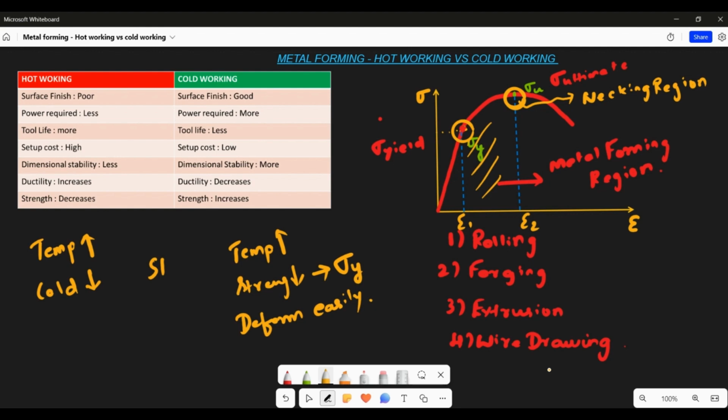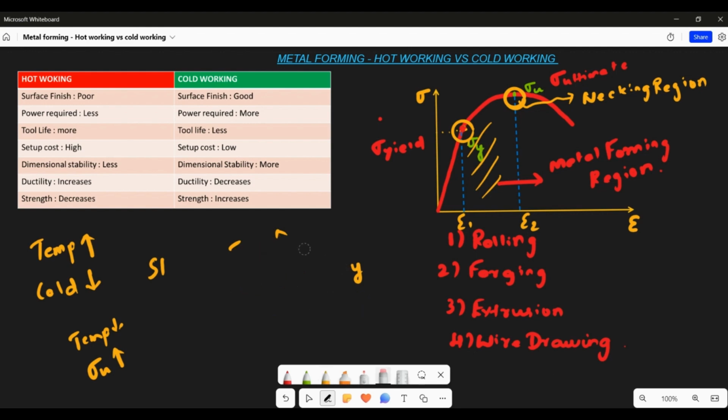What about cold working? If I decrease the temperature, sigma u increases, so again the metal forming region increases. But here it is very difficult.